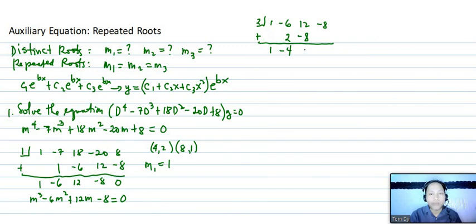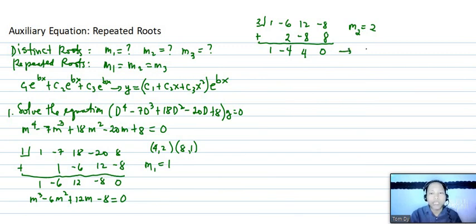12 plus negative 8, that is positive 4. 4 times 2, that is positive 8. And then if we add this one, that is 0. So again, we have here 0. Therefore, one of our values of m is equivalent to 2. We will make this one our m sub 2, which is equivalent to 2.